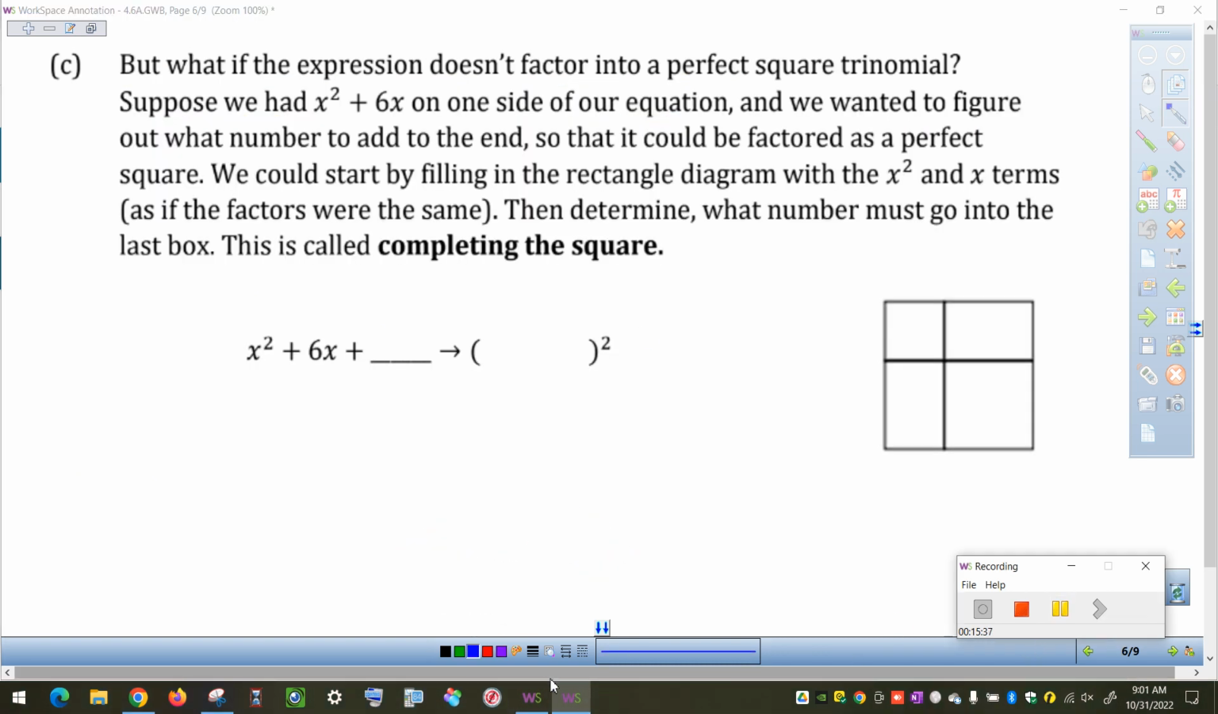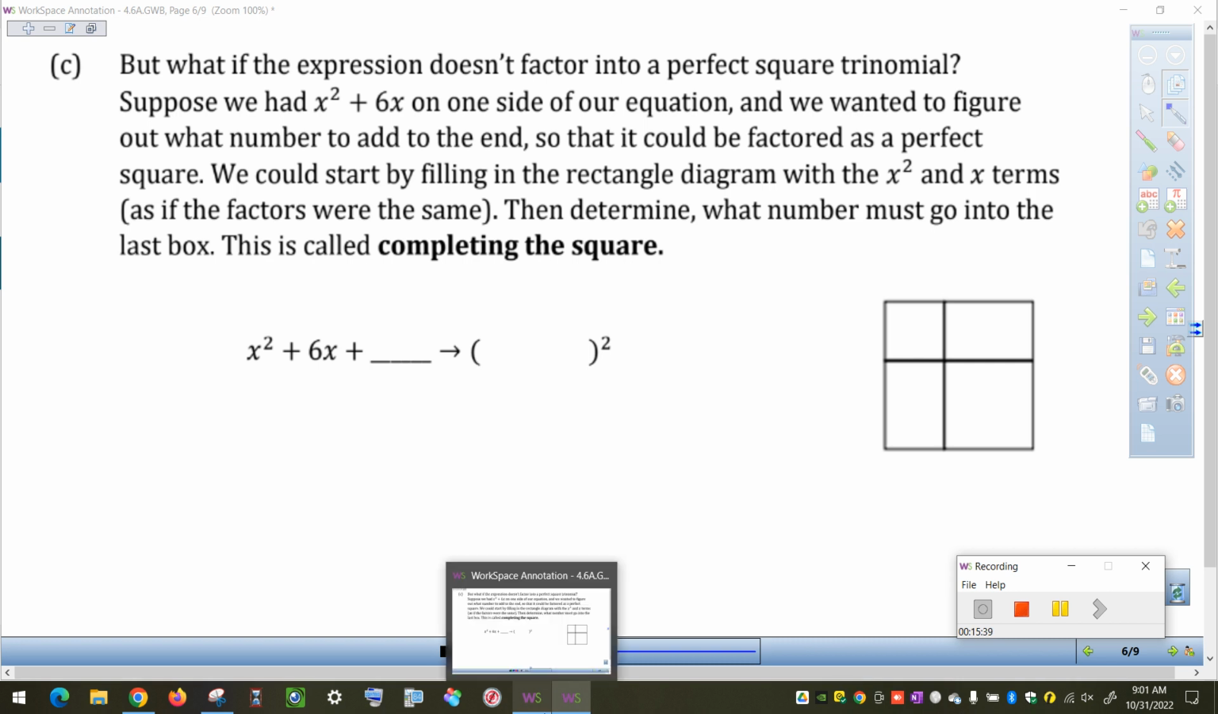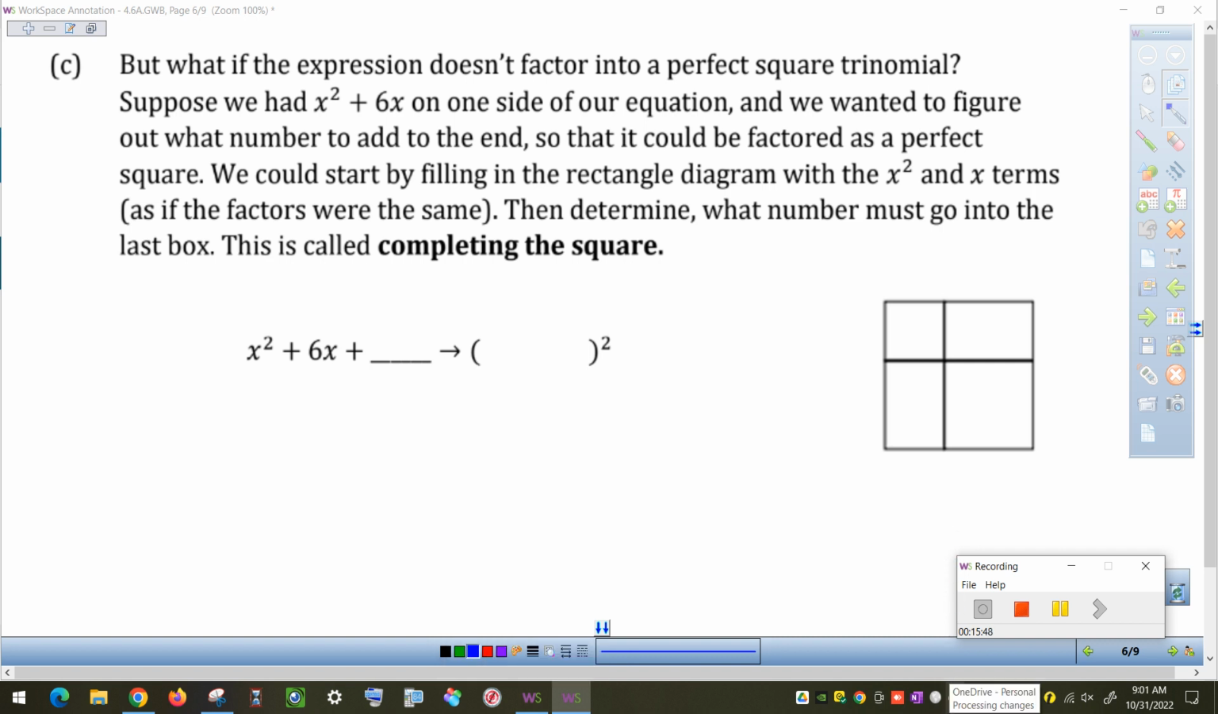All right, so let's take a look at the next piece. So it says here, well, what if our expression doesn't factor into a perfect square trinomial? So let's say that we have something like x squared plus 6x on one side, and we want to figure out what special number we would have to add to the end to make it a perfect square trinomial, so that we could factor it into something that looks like this. So this is the key, is to get it here so that it's being squared so that we can take the square root of it. So I'm going to show you this first. I'm going to show you two ways that you can figure out the number on the end.